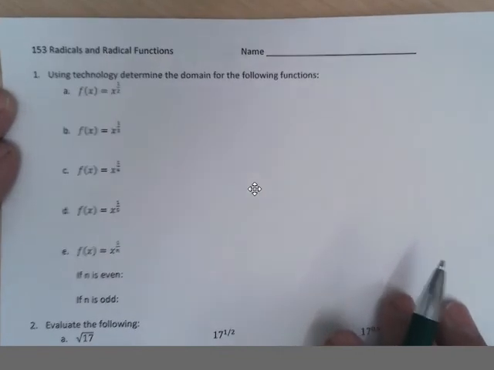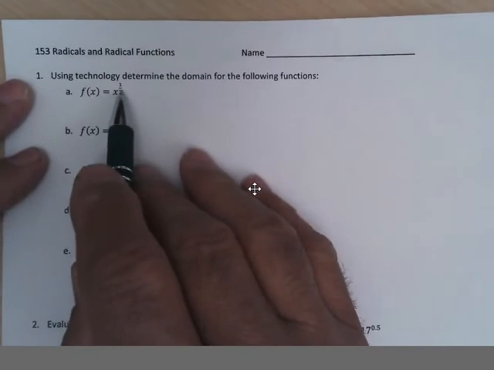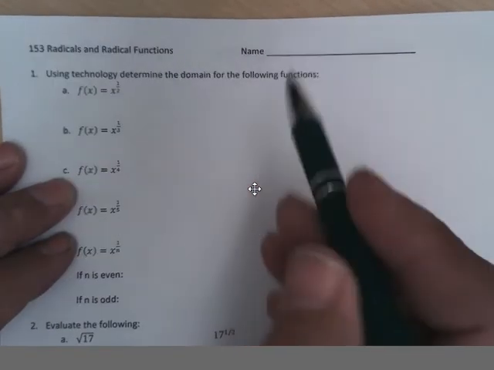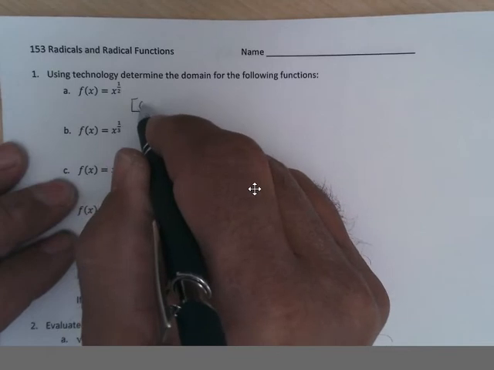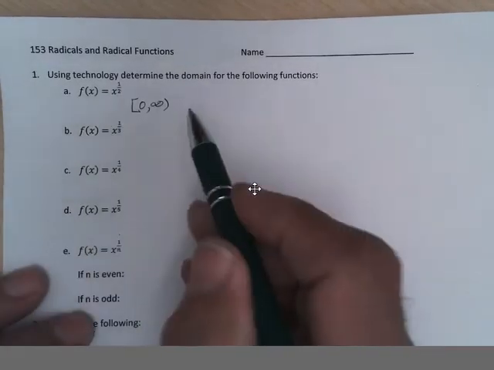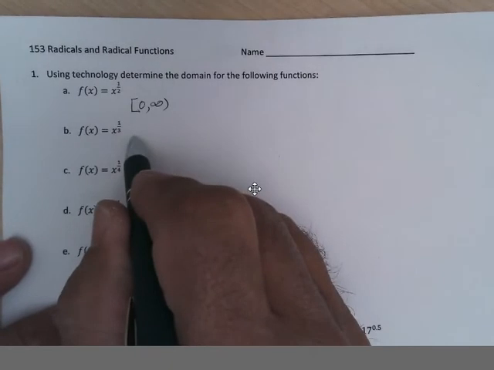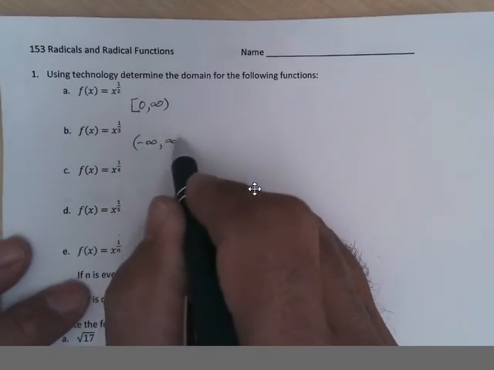Okay, let's go over the radical sheet here. First of all, let's determine the domain. Well, this says square root, and you can't take the square root of negative numbers, but you can of 0, so it's from 0 to infinity. Now, you can take the cube root of positive and negative numbers, so that's from negative infinity to infinity.